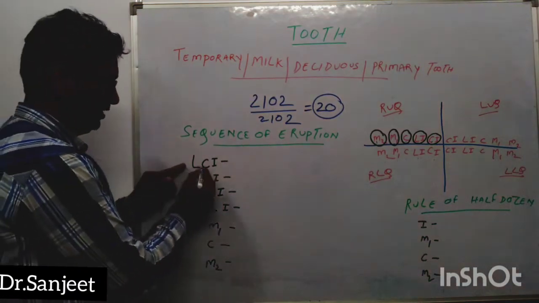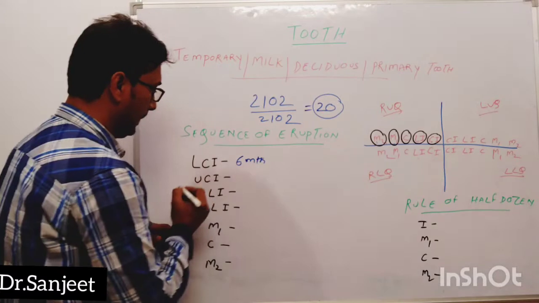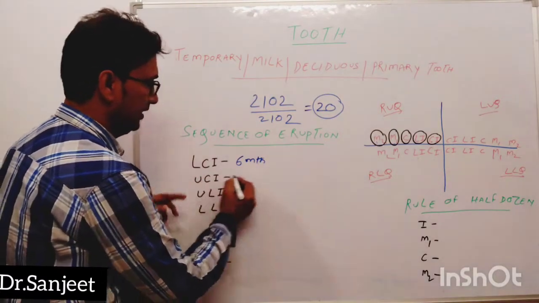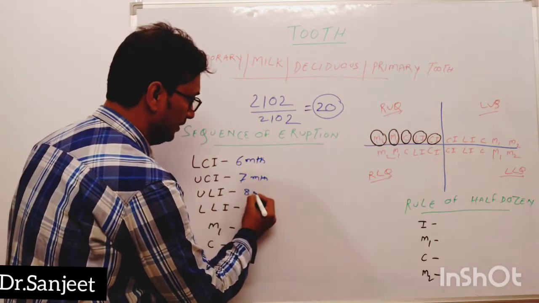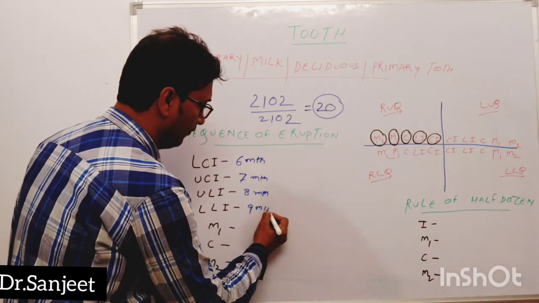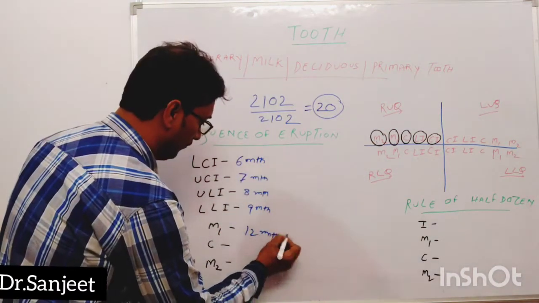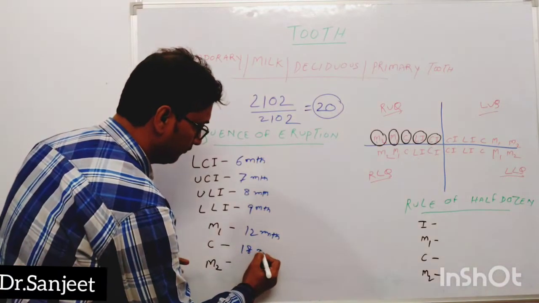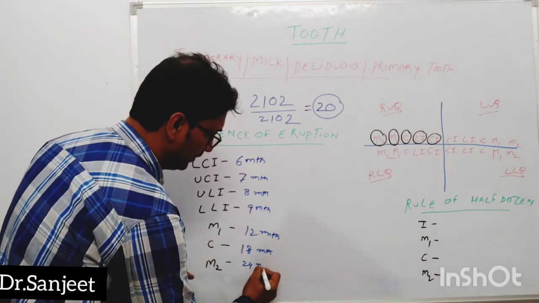Lower central incisor comes in 6 months, upper central incisor 7 months, upper lateral incisor 8 months, lower lateral incisor 9 months, and molar 1 12 months, canine 18 months, and then molar 2 24 months.